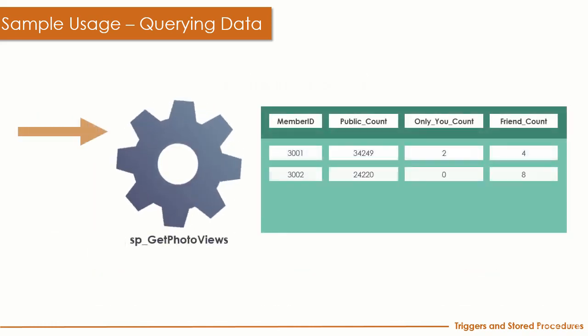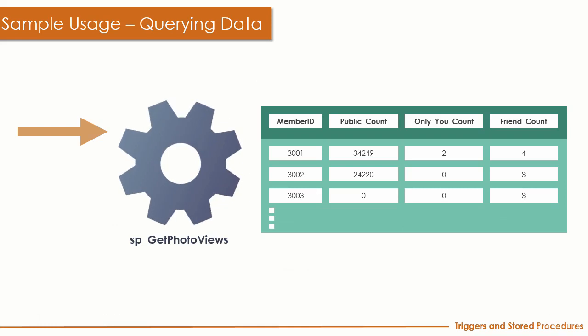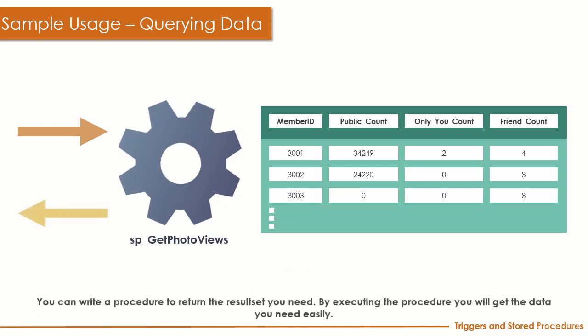Then you can write a stored procedure. Say this is get photo views. It will return the data set which contains the member ID, which you want to collect, and the photo count, just the count. It doesn't tell a single photo.